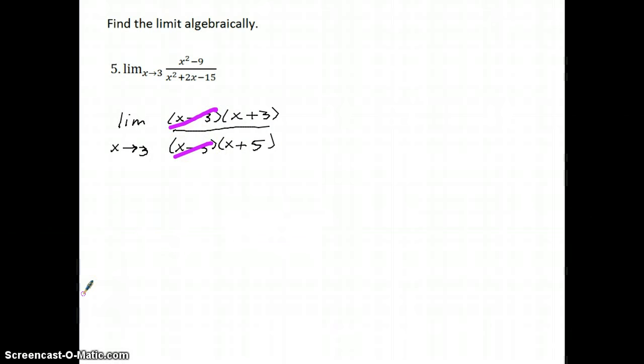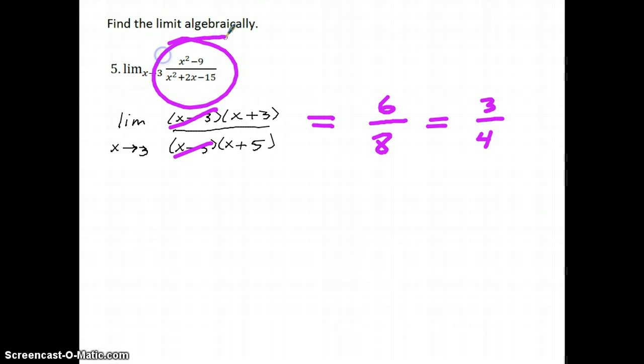And now we don't have the division by 0 problem. We can plug in 3, and that gives us 6 over 8, which reduces to 3 over 4. So the limit as x approaches 3 is 3 over 4. We have a hole in our graph at 3, but if we were to visualize this on a graph, we would see that we do approach this y value of 3 over 4, even though there is a hole right at x equals 3.